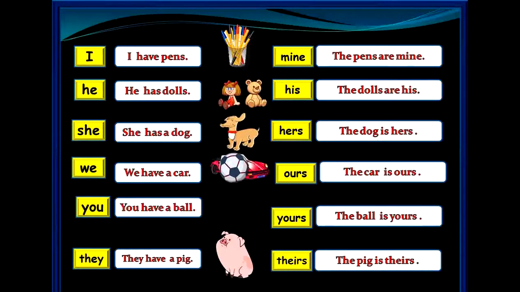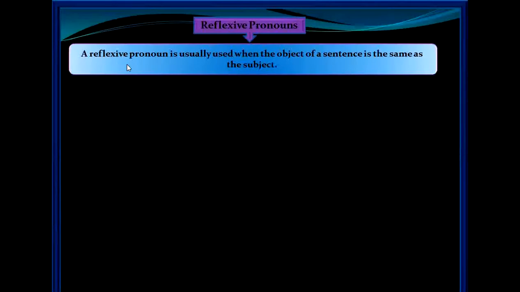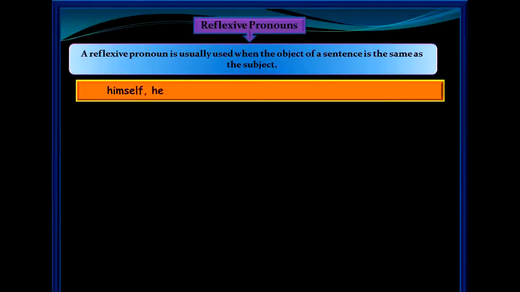Now let's find out what reflexive pronouns are. A reflexive pronoun is usually used when the object of a sentence is the same as the subject. That means reflexive pronouns reflect back on the subject, like a mirror. A few examples of reflexive pronouns are himself, herself, myself, yourself, itself, etc.